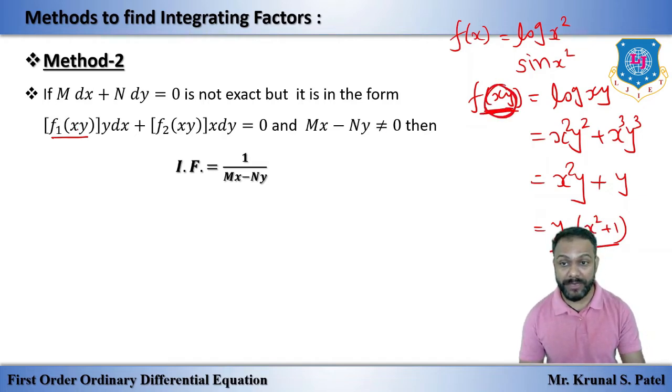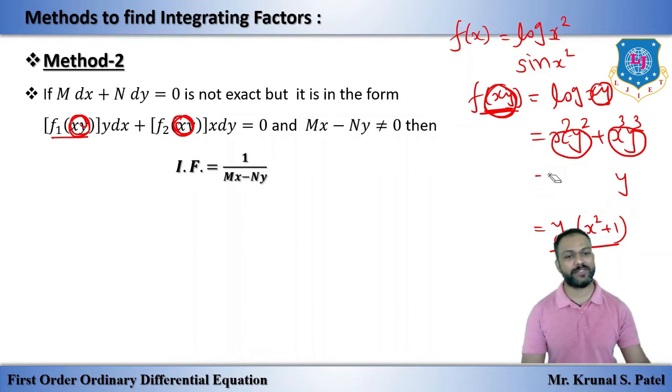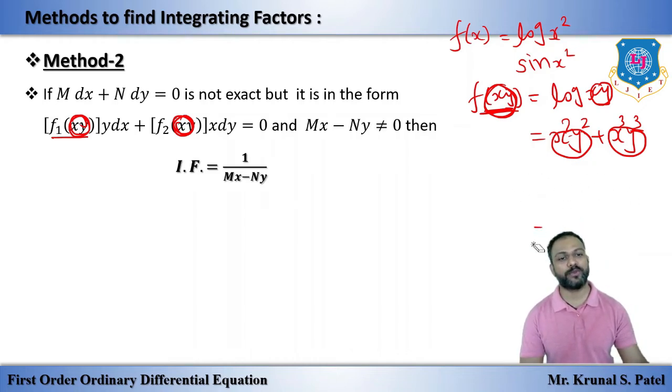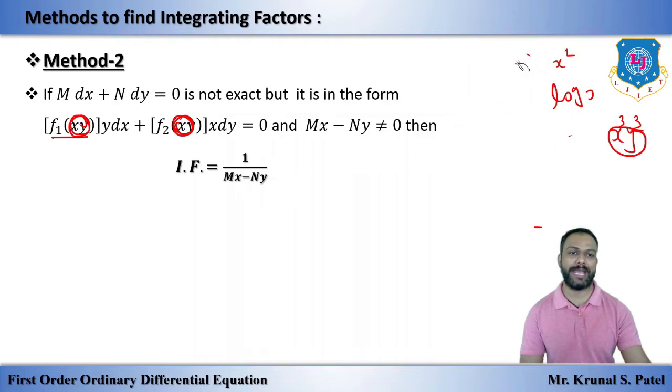Here there is no comma, x into y, this is x into y, just keep that in your mind. Okay, so x into y, this is x into y whole square, x into y whole cube, but here it is not possible to get x into y whole square. That's why it is not a function of xy. Okay, so what is a function of xy? You have to remember that. So if we have this, then we can find the IF by 1 upon mx minus ny.